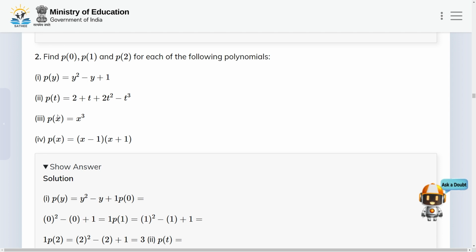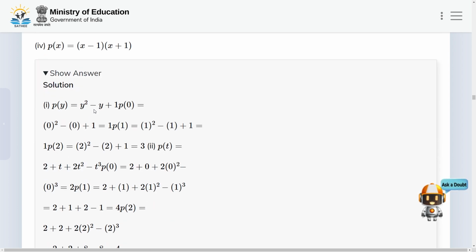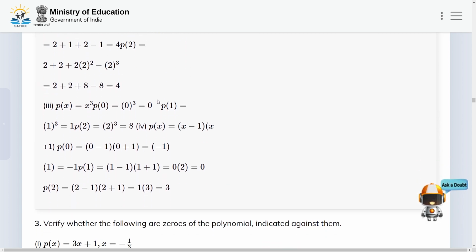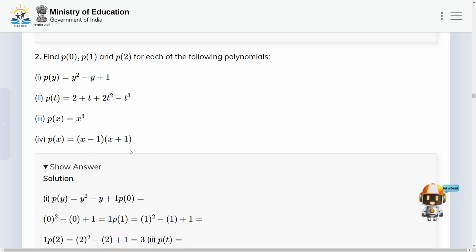So in the third one, here we have p of x is equal to x cube. So we need to find p of 0, p of 1, and p of 2. So let us find p of 0. So p of 0 is equal to 0 cube, and this is equal to 0. Okay, and p of 1 is equal to 1 cube, and this is equal to 1. And p of 2 is equal to 2 cube, and this is equal to 8. So p of 2 is equal to 8, and then let us see the fourth one.